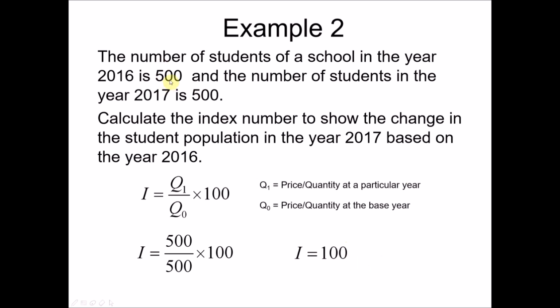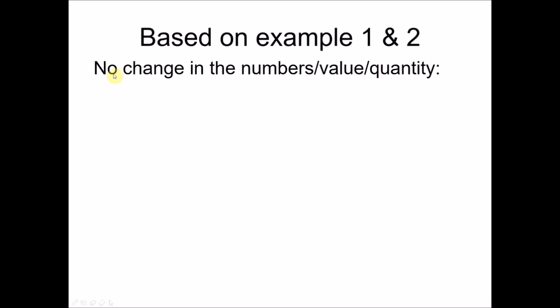You can see that when there is no change in the number of students, 500 and 500, no increase, no decrease, the I that you get will always be 100. So, based on this example here, when there is no change in the numbers, in this case the number of students, the I will always be 100.